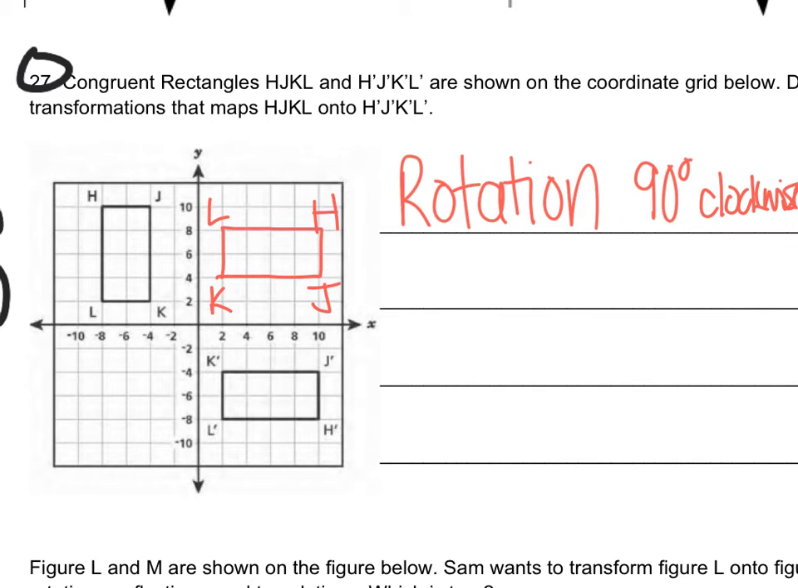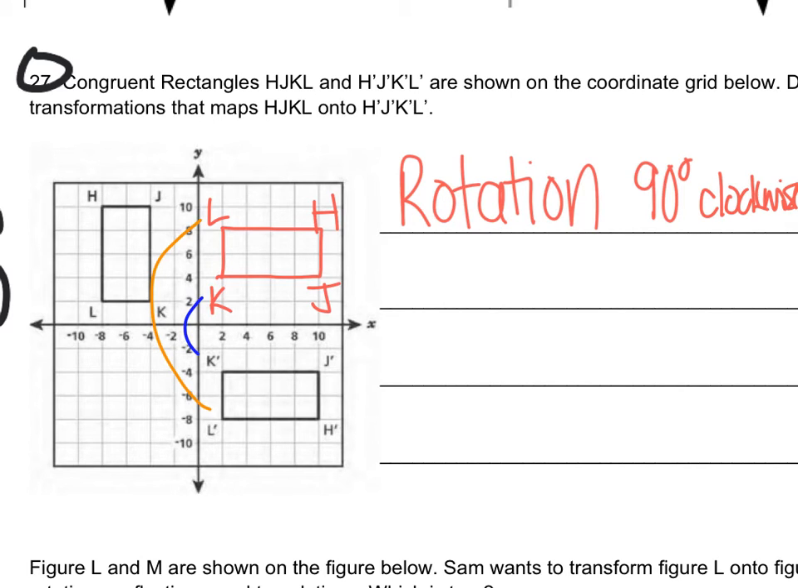Then I need to get this rectangle down. So 2 ways I could do that. I could either reflect or translate. I just have to decide which. Notice that K and K prime are both on the inside, and then L and L prime are both on the outside. That makes me think that it's a flip instead of a slide.